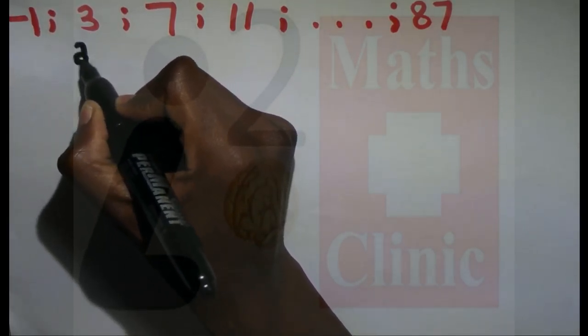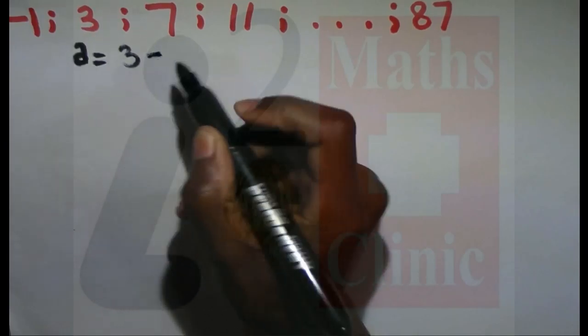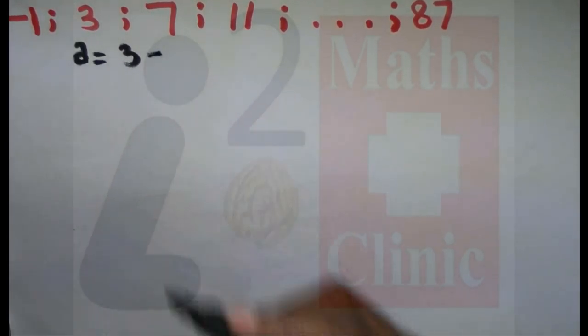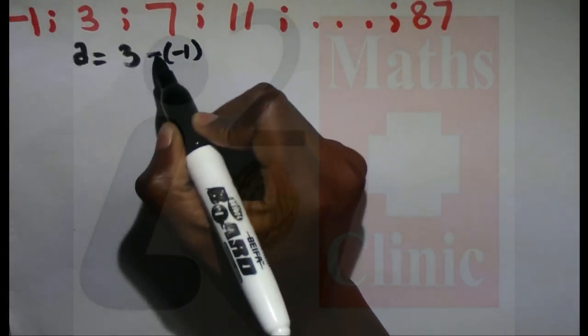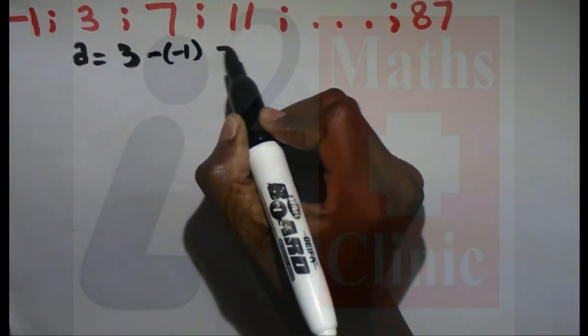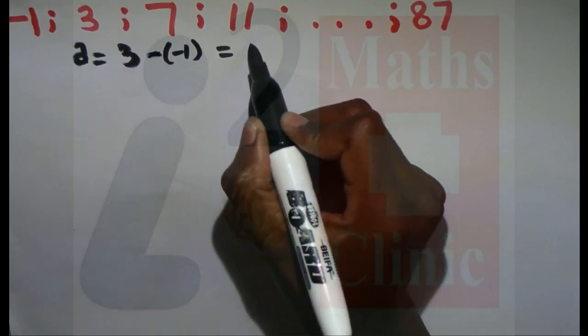Okay, so if it differentiate uzothi ngu d u 3 minus 1, 3 minus 1 uthathe into obhale fresh. Okay, so u 3 minus minus 1, 3 minus minus 1 ngubani, then it's going to be negative times 1, so it's going to be positive ngubani ku 4.